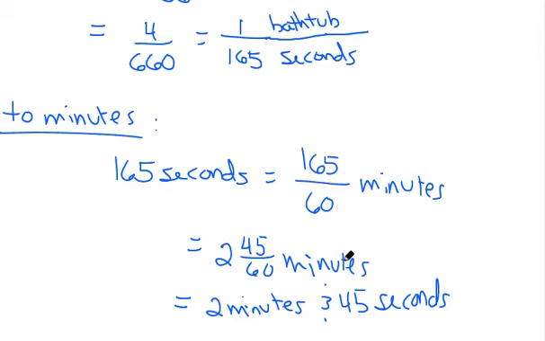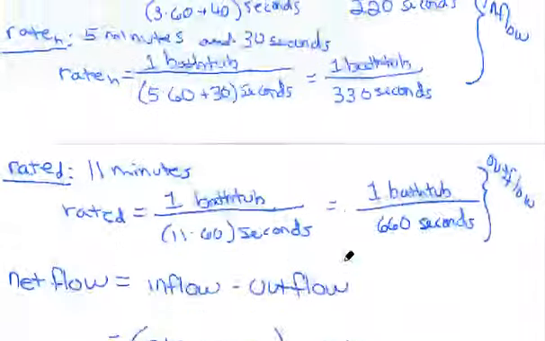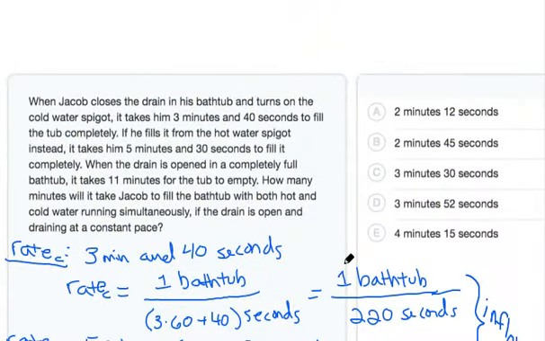Now we just have to scroll back up to our answer choices to try to find that. So 2 minutes and 45 seconds. Scroll back up. That's actually one of our answers, so 2 minutes and 45 seconds. So that's great. That would be our answer choice, choice B.